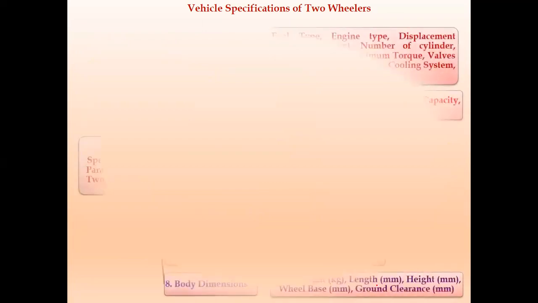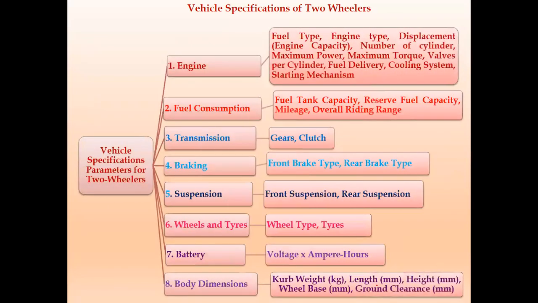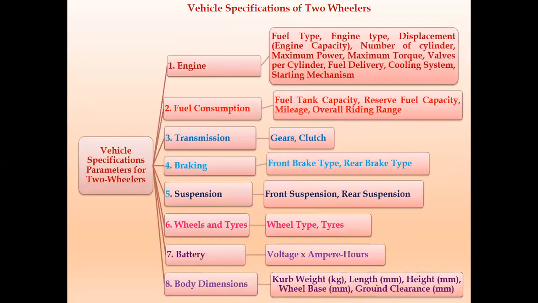Now, next vehicle specification parameters. If you see all vehicle specification parameters, they are classified into this short slide. In case of engine, we have already specified the engine as per these parameters, like fuel type.